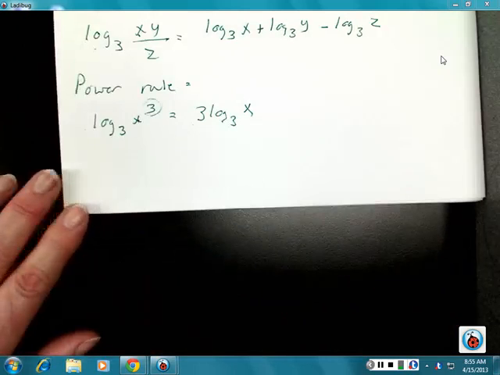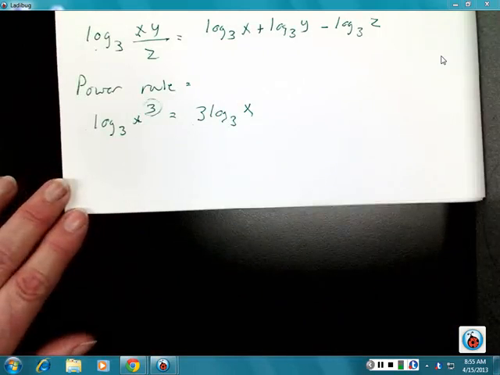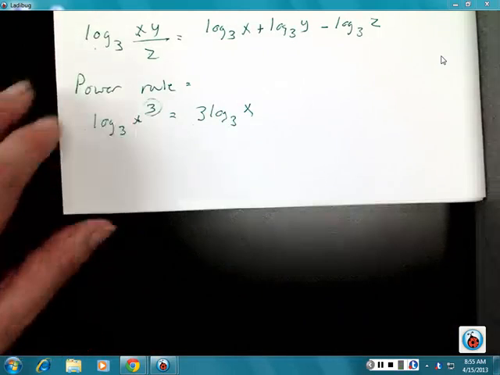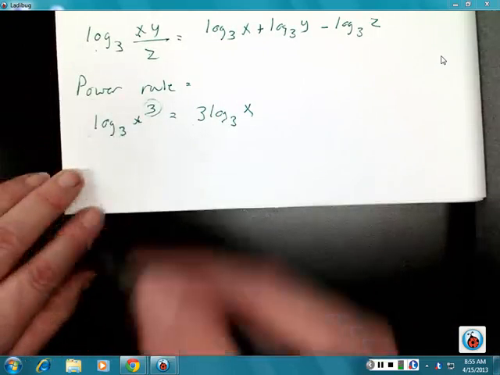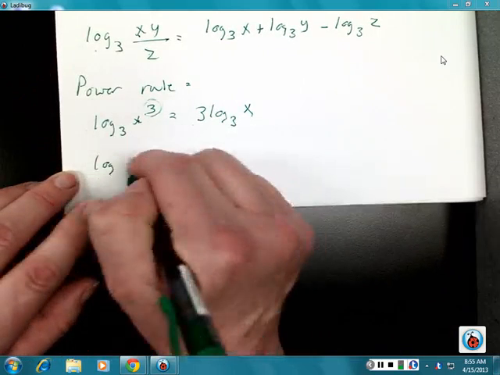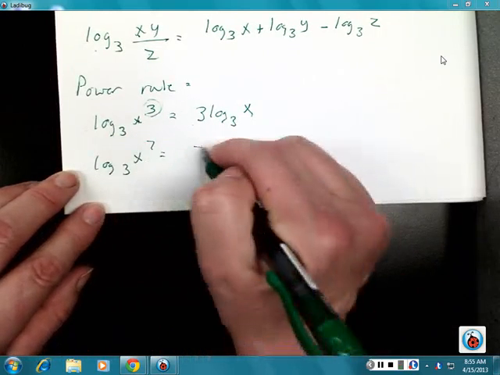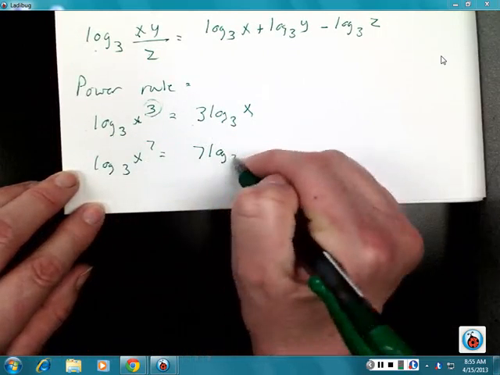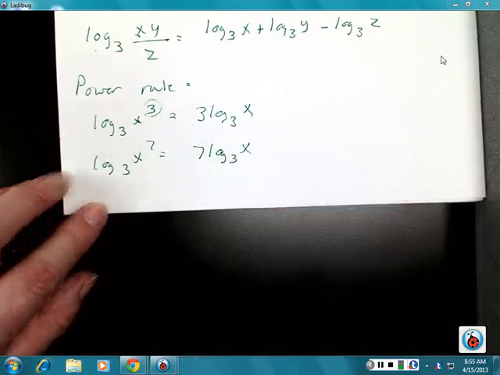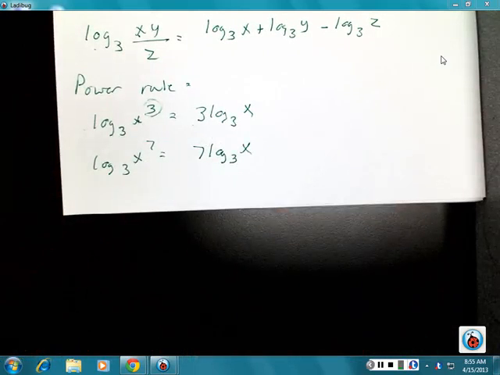So if you take all of these rules and end up, well, let's do another one right here. Log 3x to the 7th, that would just be 7 log 3x, because the 7 comes out in front of that whole thing.